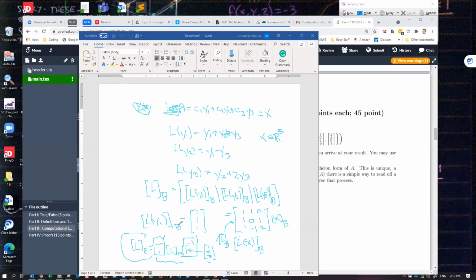So that's why you want to stop thinking of matrices as just arrays of numbers and start thinking of them as transformations. They're doing something. It's a good way of thinking about things.